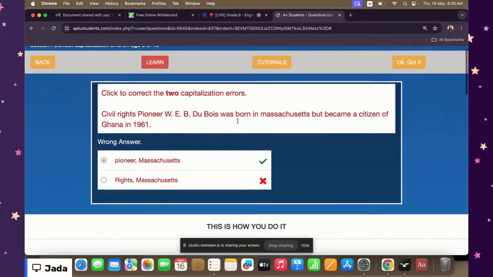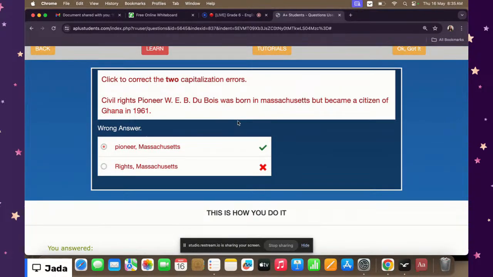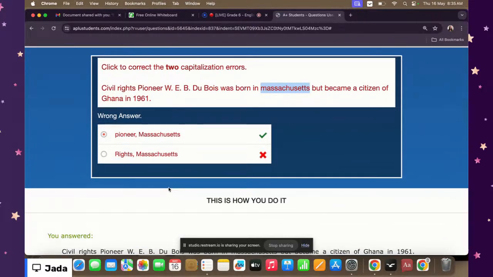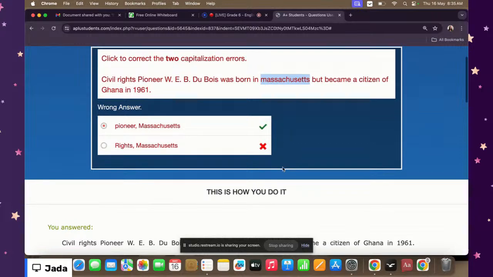Okay, so not option two, but one. Massachusetts is a state in the U.S. Let's say city or state in the U.S. So it needs to be capitalized. Yes, it needs to be capitalized. It's a state in the U.S.